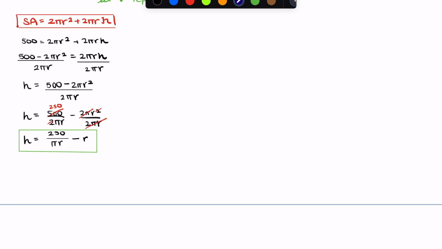Now that we have isolated for this variable of h, the other equation we have is that volume is equal to pi r squared h. So let's box this as well as another formula. We're now going to sub in what we just found as h into our V is equal to pi r squared h. So here we can rewrite this as V is equal to pi r squared, and our h value is 250 over pi r minus r.